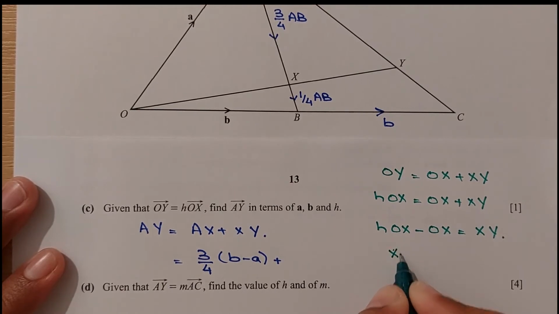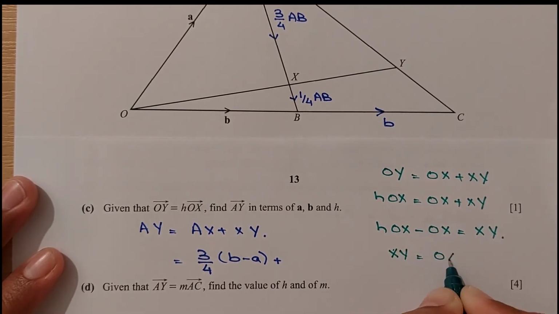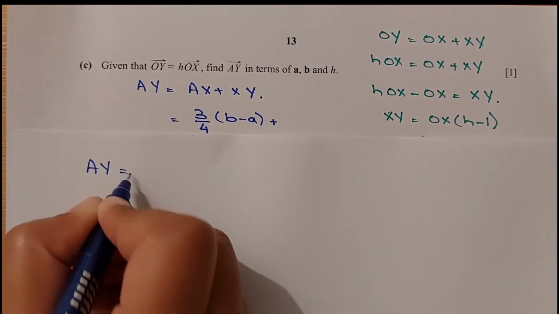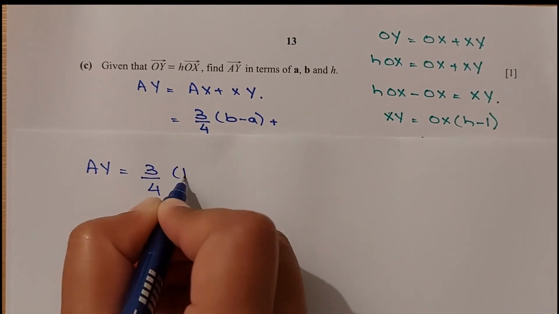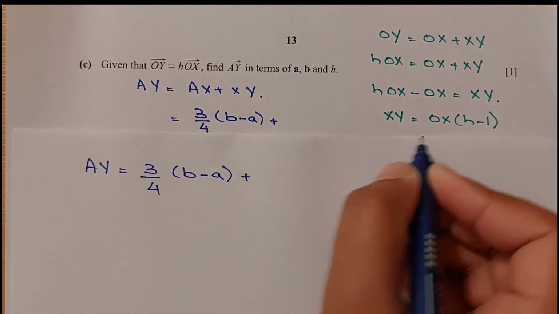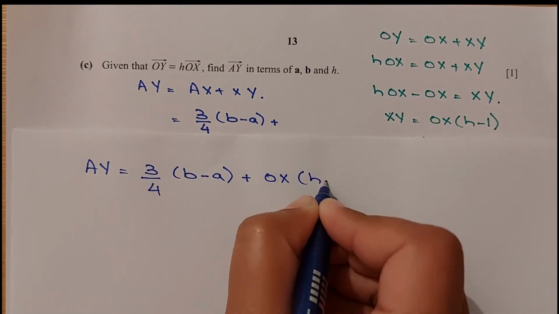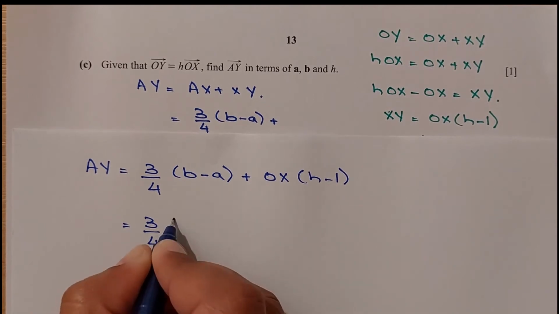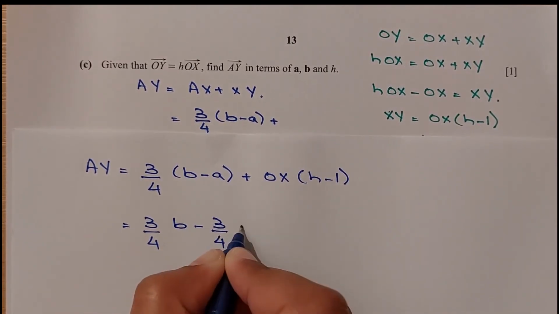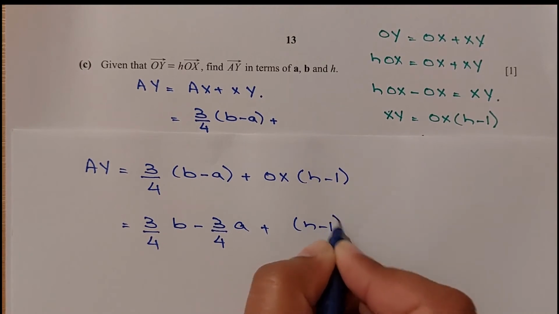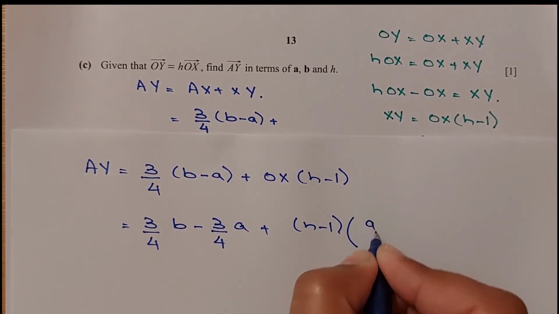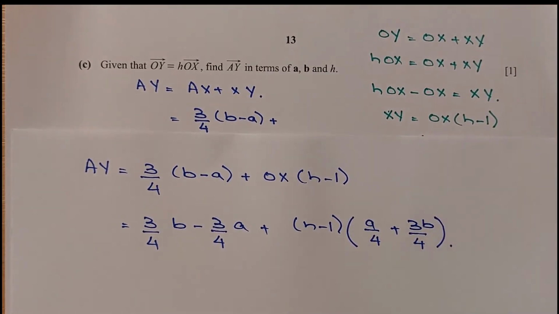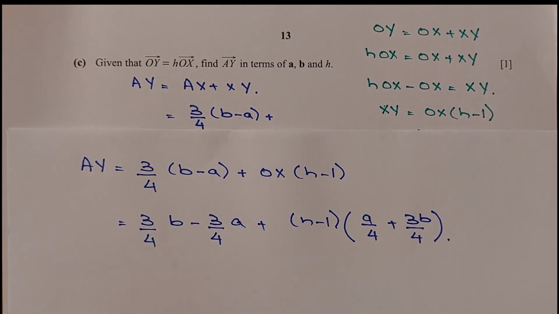So we have xy is equal to ox into h minus 1. So ay is equal to 3 by 4 of b minus a plus xy, that is ox into h minus 1. We got ox from the first part. So substitute 3 by 4 of b minus 3 by 4 of a plus h minus 1 of a by 4 plus 3b by 4. Right. So let me simplify this.